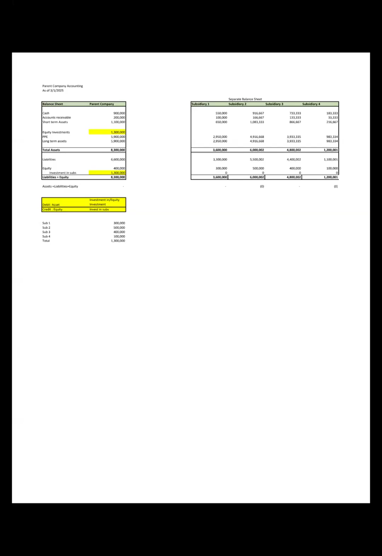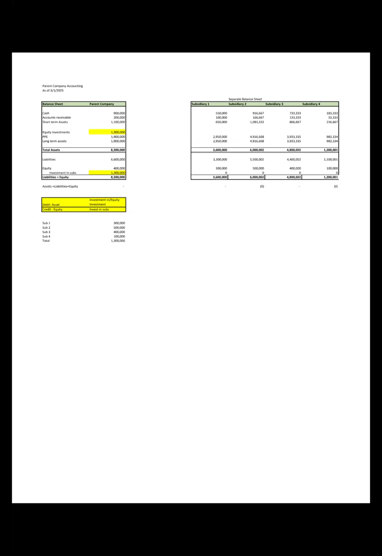There it is. The reason we needed those balances is that the journal entry totals your equity from each and every subsidiary to show your investment in those subsidiaries. Subsidiary 1 had equity of 300,000. Subsidiary 2 had equity of 500,000. Subsidiary 3 had equity of 400,000, and subsidiary 4 had equity of 100,000, totaling 1.3 million. That's what you see showing up as your equity investments and your investments in subs. That's how you get that number.